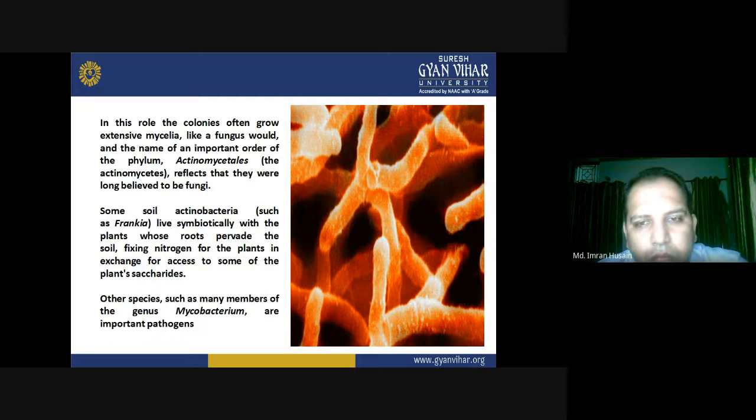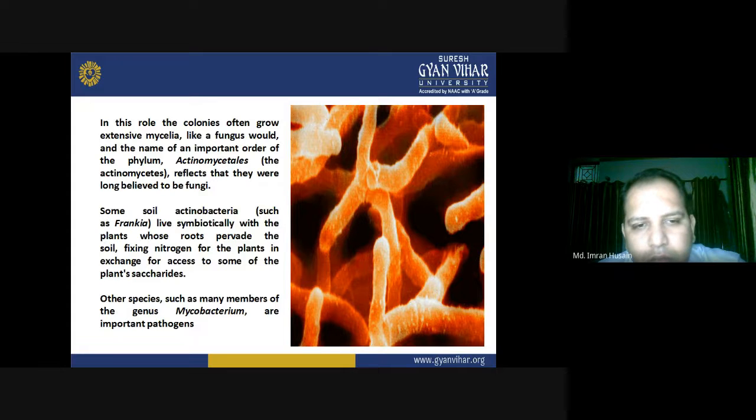So, whatever the scenarios, actinomycetes were for a very long period of time believed to be fungi, and they were kept in that category, although they are not fungi, right? Most of their functions resemble fungi, and their behaviors also resemble fungi. So, experts kept them in the order of fungi, although they are not fungi, right?